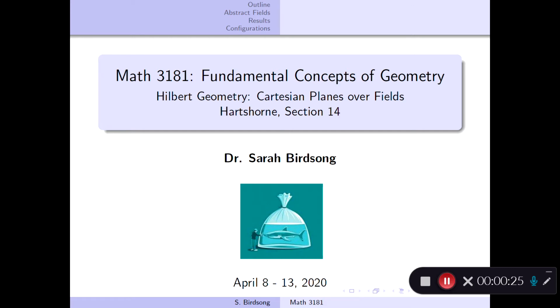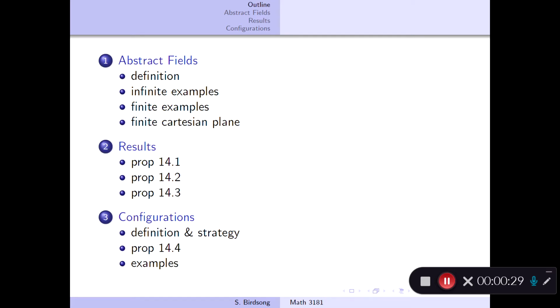Okay, so in terms of what we're going to be looking at, there's a bunch of things we'll see in section 14, but again, we're going to be focused on a field. So section 14 is the second section of chapter 3, and the idea behind chapter 3 is dealing with this notion of a Cartesian plane.